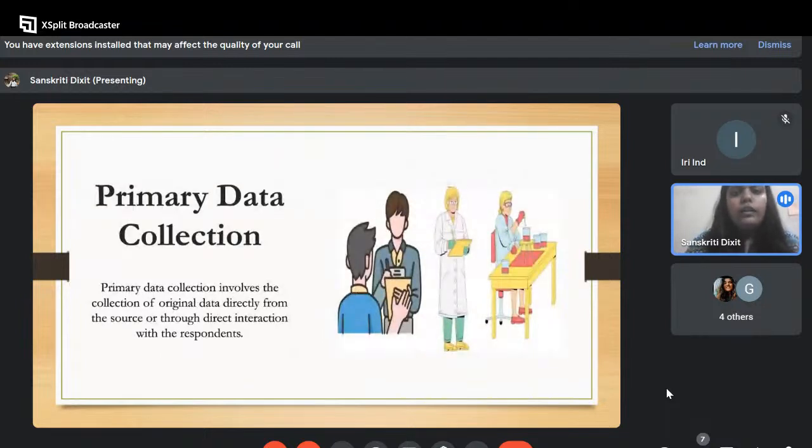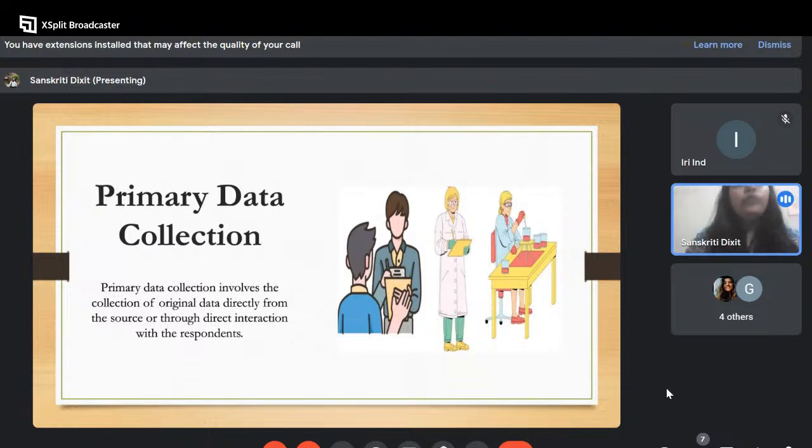So let's talk about primary data collection. Anything that involves collecting original data from the source or direct interaction with the respondents. It could be anything. It could be you working in a lab, let's say you are doing XRF of your grass Bengals, or XRD of Fiance Bengals. It's primary data. If you are going and visiting a site, clicking pictures, talking to people, it's primary data.